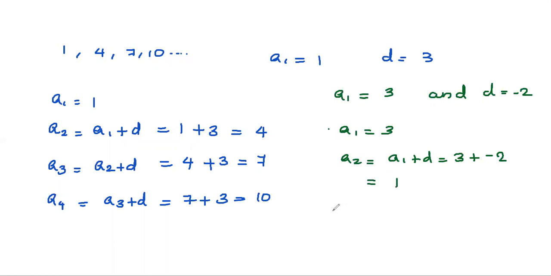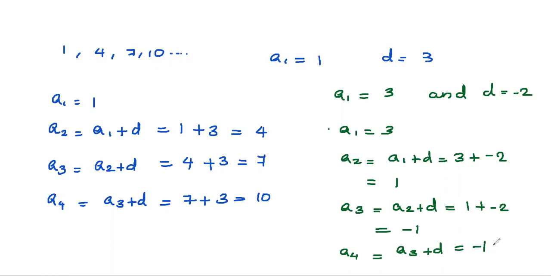1. Now to obtain A3 you need to add the common difference to the second term, or A2 plus D. You know A2, it is 1. You need to do 1 plus minus 2. You can calculate 1 plus minus 2, it will be minus 1. And again to obtain A4, you need to add this common difference to the third term, and that's equal to minus 1 plus minus 2, and that's equal to minus 3. So I can write the sequence as 3, 1, minus 1, minus 3.